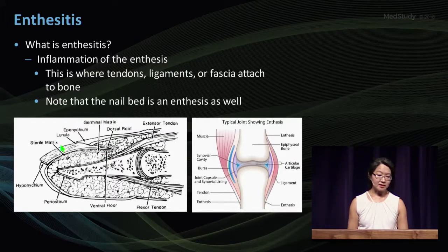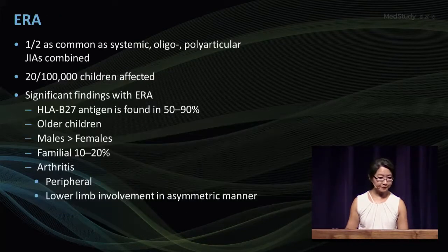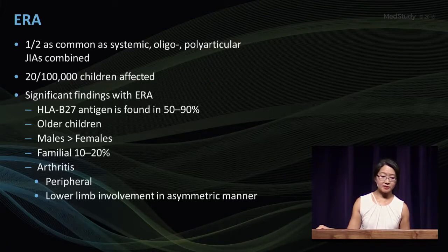Now, what you may not know is that the nail bed is also an enthesis. So where the fingernail attaches deep into the bone, that's an enthesis. And that's why some patients will have lifting of their nail bed, of their fingernails, and we call that onycholysis. ERA is half as common as all the other JIAs combined, systemic, oligo, and polyarticular JIAs.